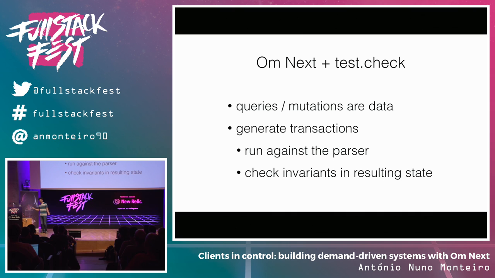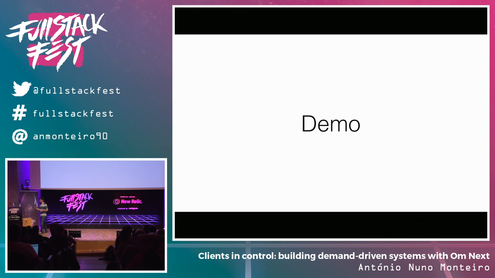And so OmNext plays really well with a Clojure library called test.check, which is the implementation of QuickCheck, originally for Haskell, but in Clojure. And so in OmNext, because our queries and our mutations are data, and we know how to generate data with generative testing generators, we can generate transactions that run against our parser and check the invariants in the resulting state. And I'm going to show you a little demo of that.